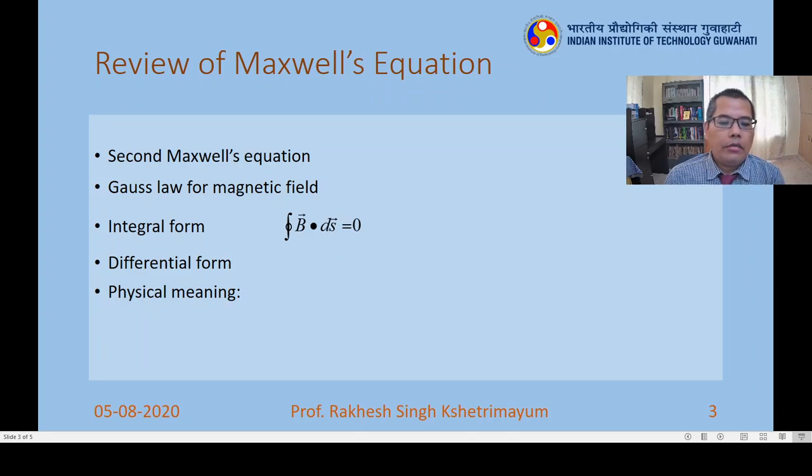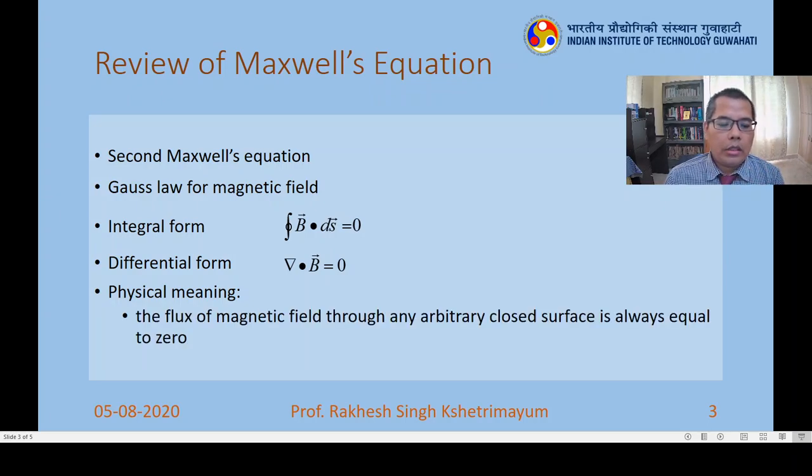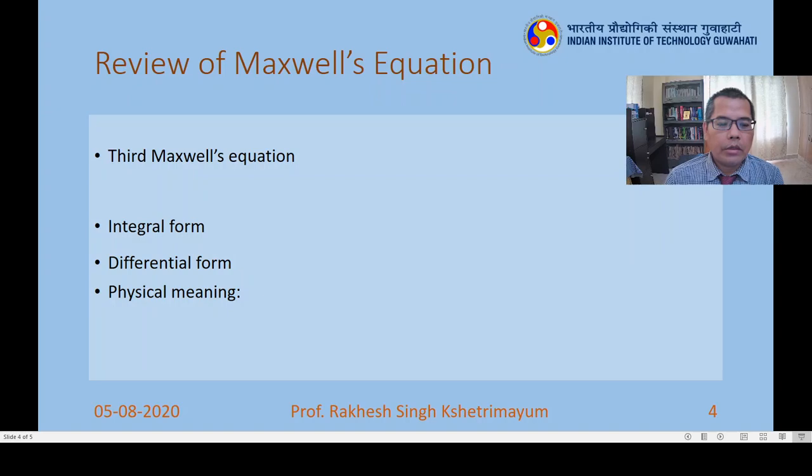In the differential form, you can simplify it using vector analysis. It gives that divergence of magnetic flux density is equal to 0. Magnetic flux density doesn't have any divergence. Let's look at the physical meaning. It can be interpreted from the integral form. It says that the flux of the magnetic field through any arbitrary closed surface is always equal to 0, or in other words, magnetic monopoles don't exist. So the second Maxwell equation has been discussed. Let's go to the third Maxwell equation.